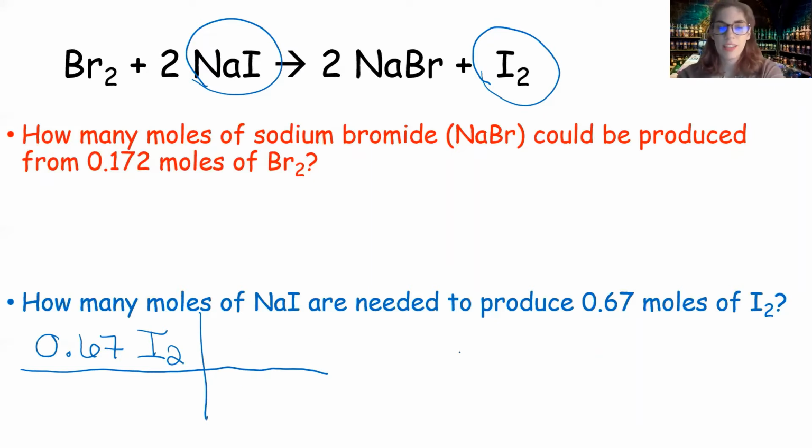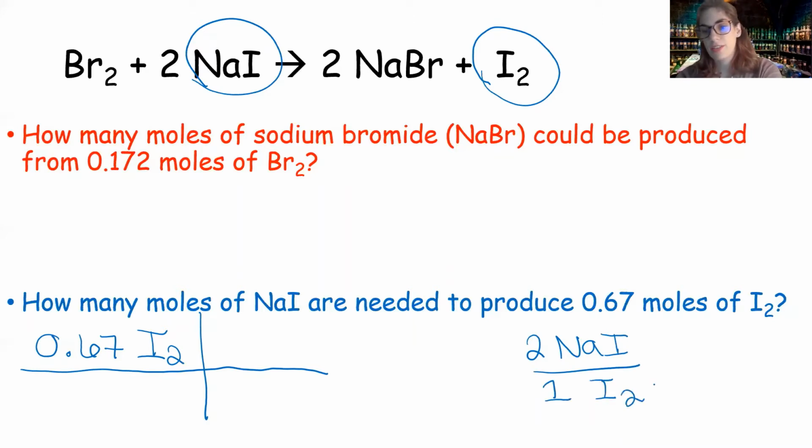I know from looking at the coefficients that for every 2 moles of sodium iodide, I produce 1 mole of iodine gas. And I can reverse that and write it out as either way. So, finish writing this out.